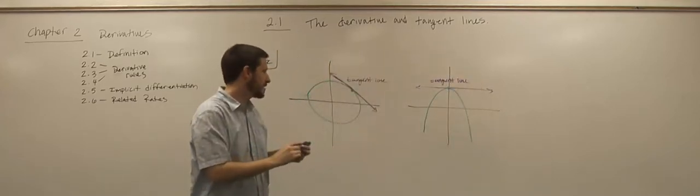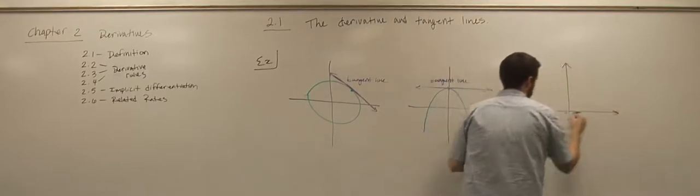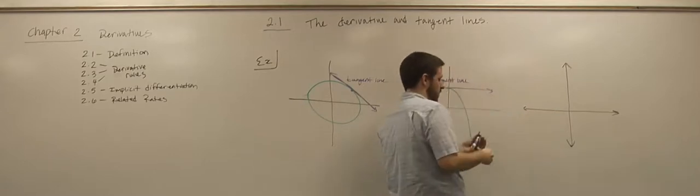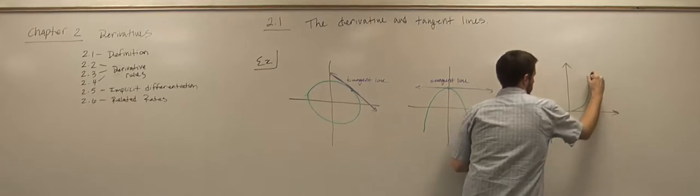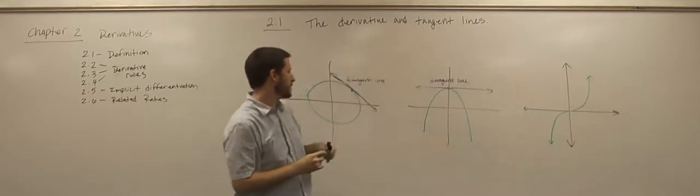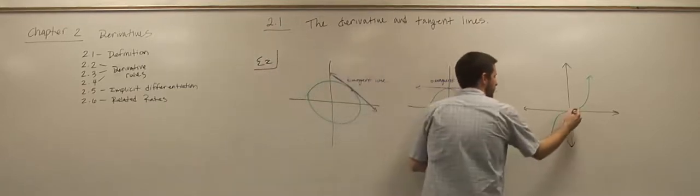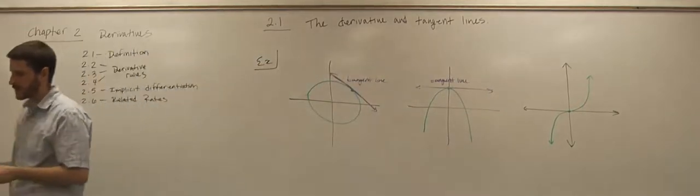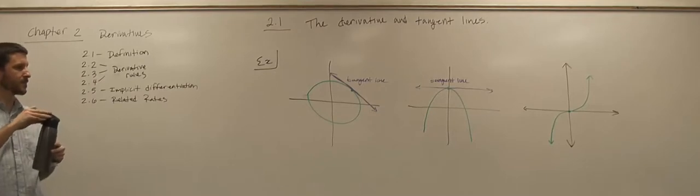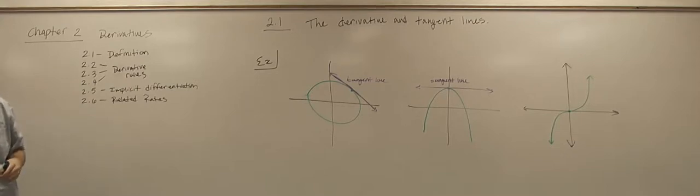Now the place that gets tricky is in maybe a graph like, let's do x cubed. All right, so there's a decent shape for x cubed. And I want to find the tangent line at 0, 0. What do you think that's going to look like? It's actually horizontal.